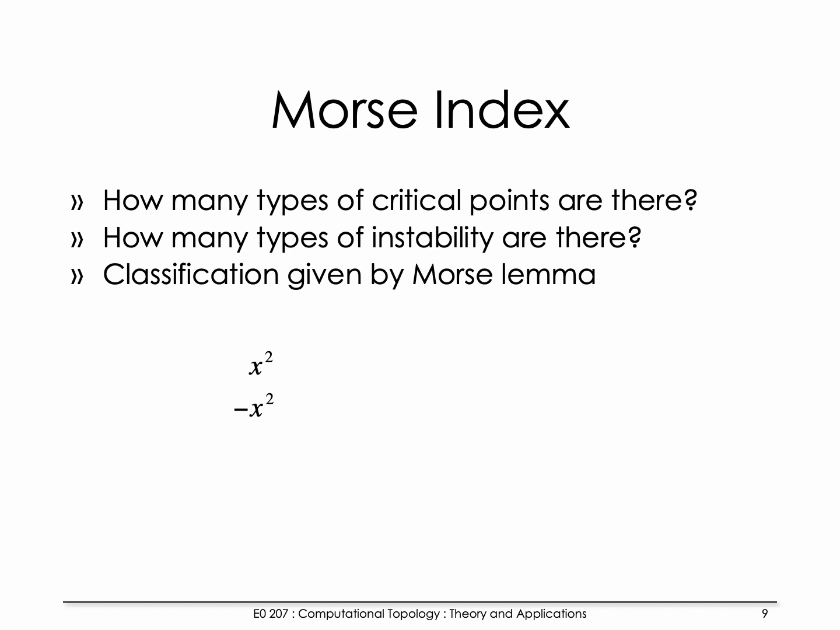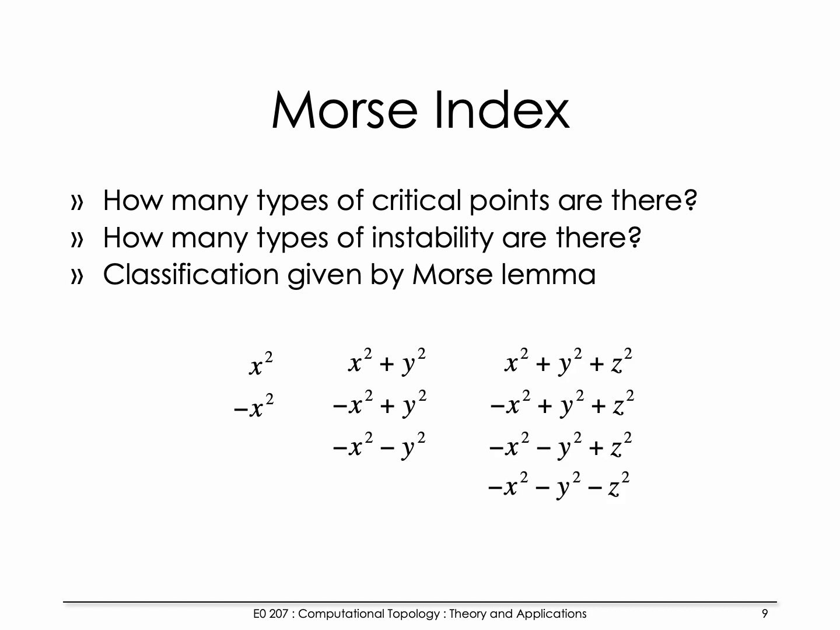For two-dimensional functions or bivariate functions, the function can be written either as x square plus y square, minus x square plus y square, or minus x square minus y square. Similarly, for trivariate functions or three-dimensional functions, in the neighborhood of a critical point, the function can be written in one of these four different forms. Right?